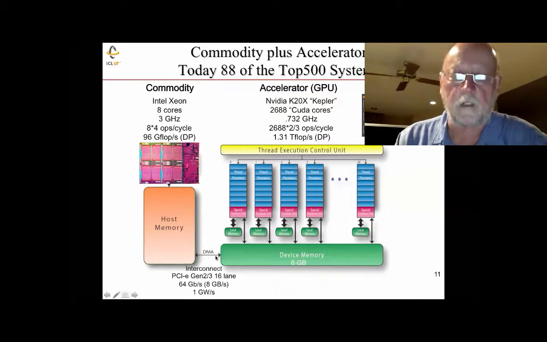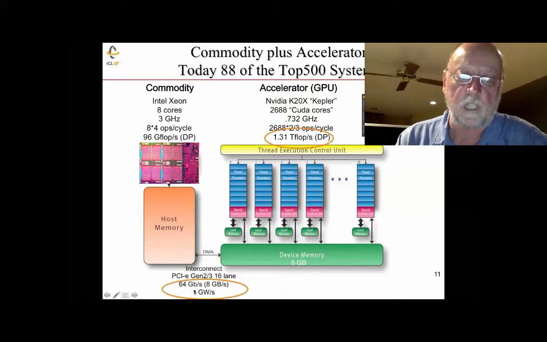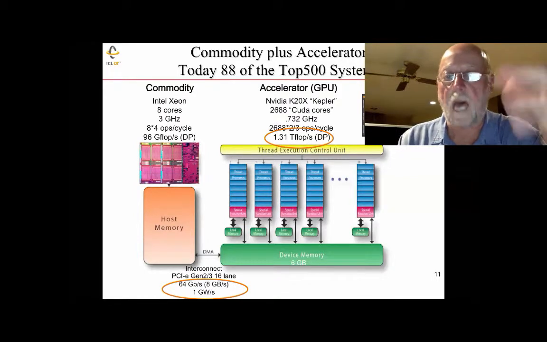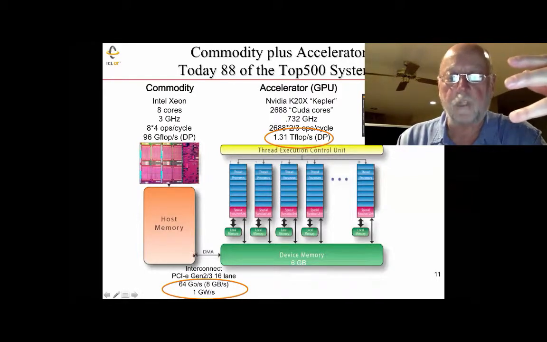The thing to note here is that the memory speed on this machine is measured at 1 gigaword per second. The word is 64 bits in this case. And the performance that it's capable of is about 1.3 teraflops. So there's roughly 3 orders of magnitude difference between the flop rate and the bandwidth that we can move data.